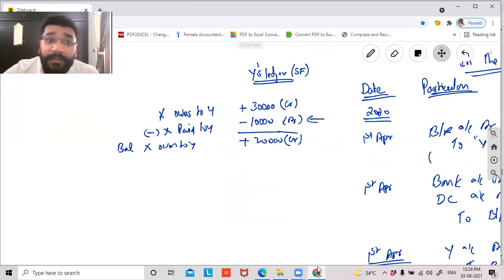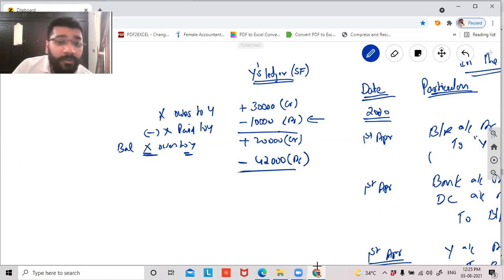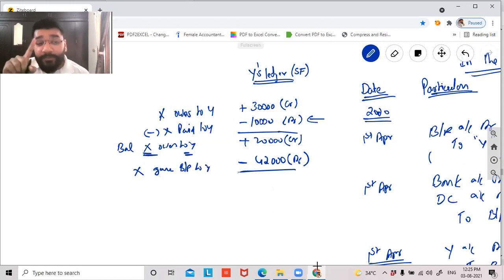So far, until the new bill was accepted, X owed this money to Y. Now suddenly what happened? Guys, X was supposed to pay only 20,000 rupees in cash and bank. But instead of giving 20,000 rupees, he gave bills payable worth 42,000 rupees. X gave bills payable to Y, 42. X was supposed to give only 20. Had X given a bill of 20,000 rupees, no problem.